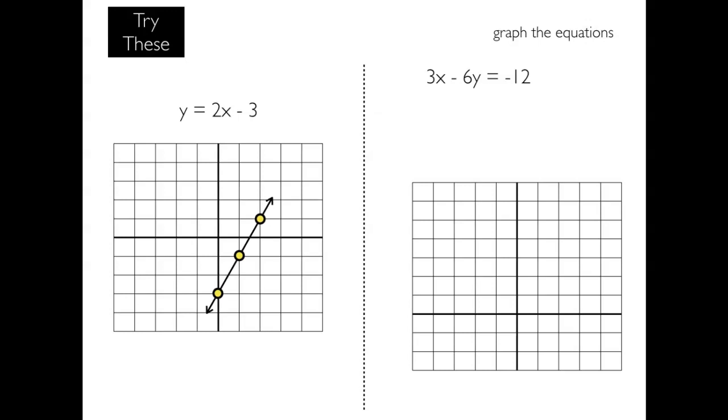The next one, you should have a y-intercept of positive 2. From there, you're rising 1 and going over 2. Again, another positive slope results for this line.